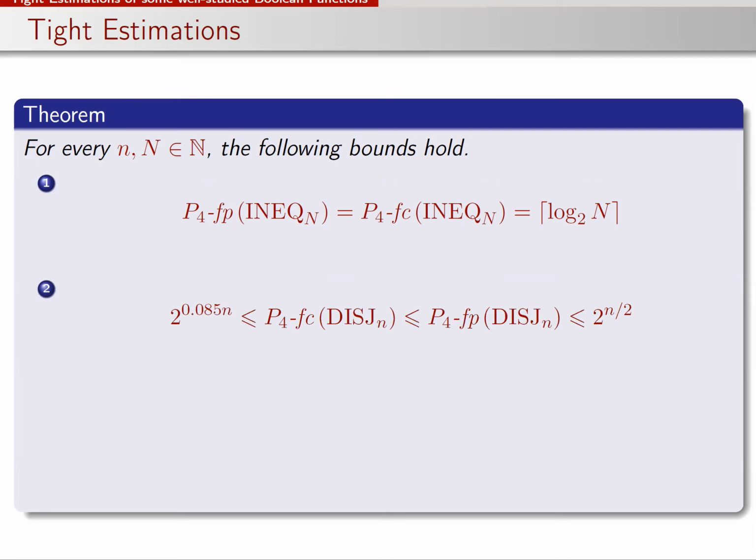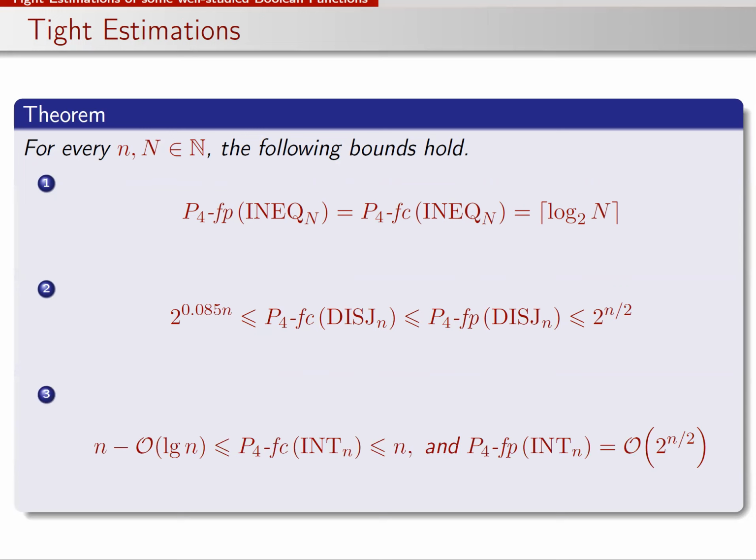Next, we also prove the lower bound and upper bound for the P4-free partition number and P4-free cover number of the set disjointness function. Roughly speaking, the P4-free partition number and P4-free cover number is 2 to the power of theta n. So they are exponential in n.